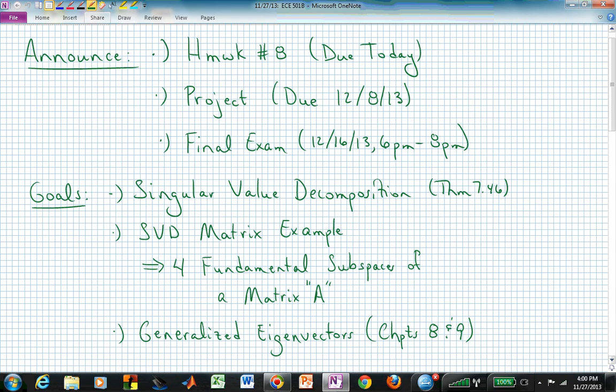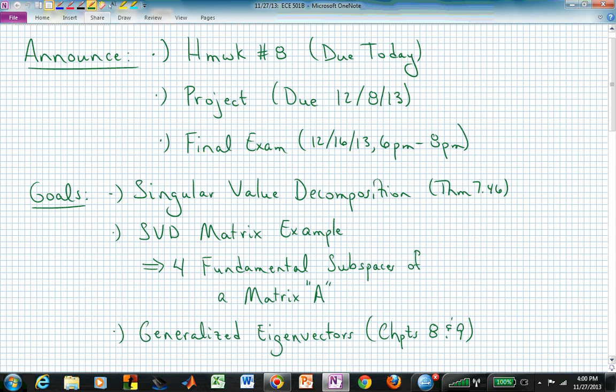Your project is due on the 8th of December, which isn't too long away, as our final exam is not very far away either. It's 2 weeks from this coming Monday on the 16th, and it will be held in this room from 6 to 8 p.m. and it will be comprehensive. And hopefully we will have more than Chapter 7 on the final exam. Hopefully we will complete Chapter 7.